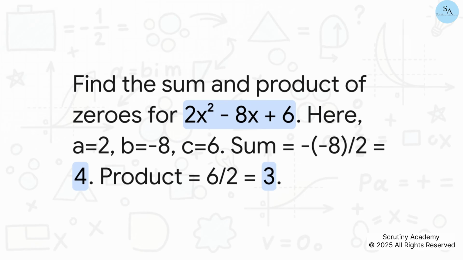Easy. Now for the product, it's just c over a. That's 6 over 2, which gives us 3. See? Once you know the formulas, these problems are a piece of cake.